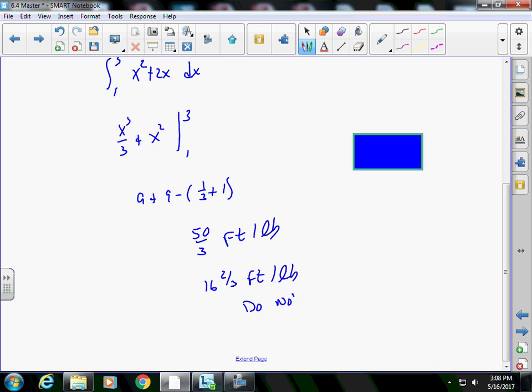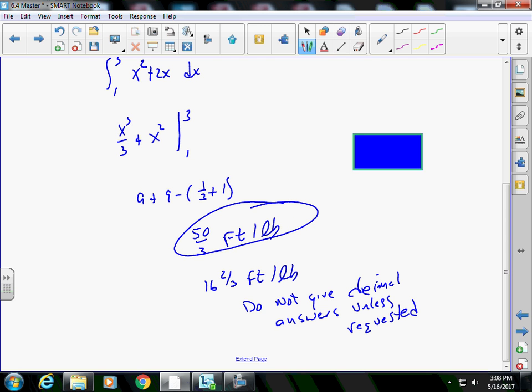Do not give decimal answers unless requested. And I'm fine with this improper fraction. It doesn't have to be a mixed number. It's just very convenient, especially if you're doing this on your calculator. When you hit the math button for fraction, it gives you an improper fraction.